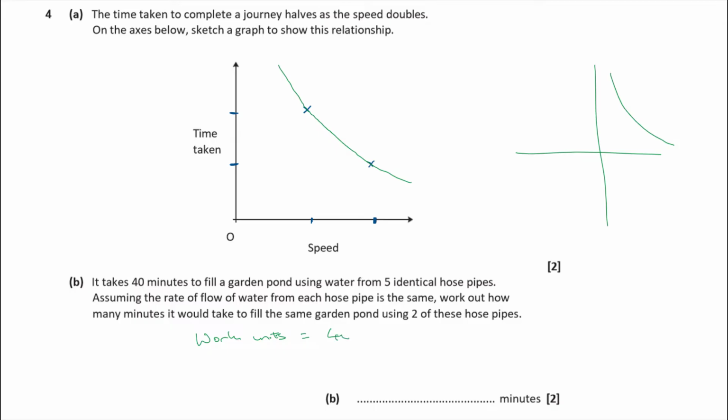So if you're running for 40 minutes, 5 hoses, then 40 times 5 is 200 kind of work units that need to be done. So then if you want to know how long it's going to take to fill it up with 2, you need to divide that number of work units by the number of hoses that you're then using. So time then for 2 hoses, you still need to fill up the 200 worth of pond, but this time we're doing it with only 2 hoses. So 200 divided by 2, that's going to be 100. So it's going to take you 100 minutes.